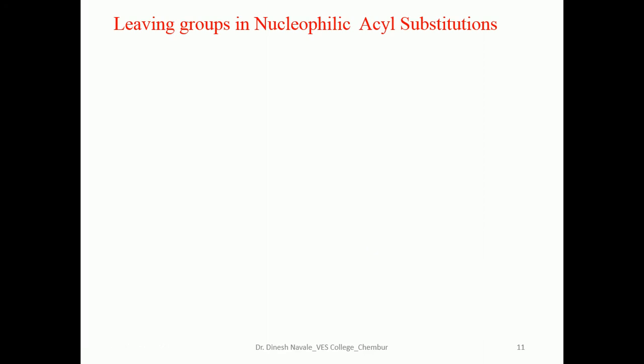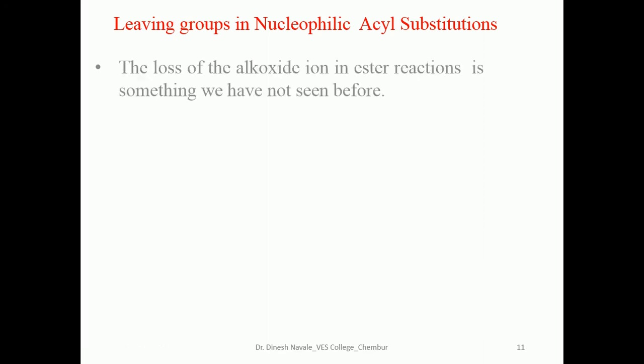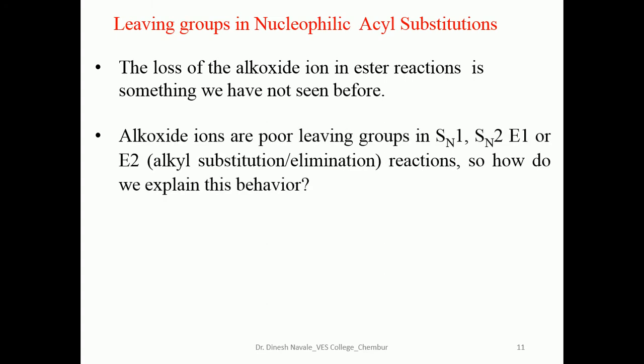Now, the leaving group in nucleophilic acyl substitution reactions. The loss of alkoxide ion in an ester reaction is something we have not seen before. Alkoxide ions are a very poor leaving group in SN1, SN2, E1 or E2 mechanisms. So how do we explain this behavior?